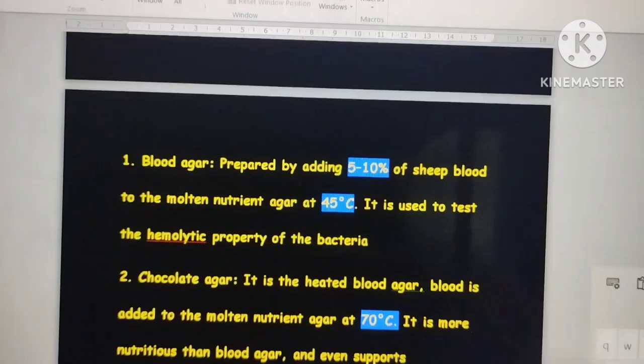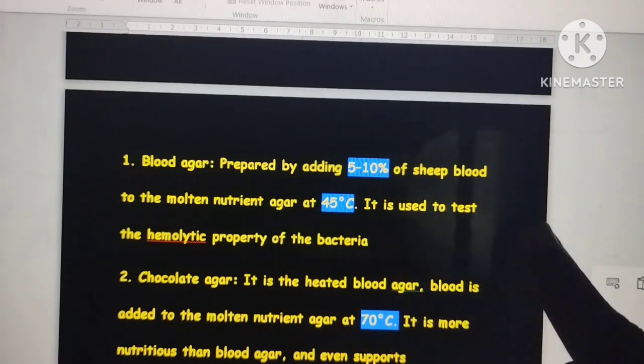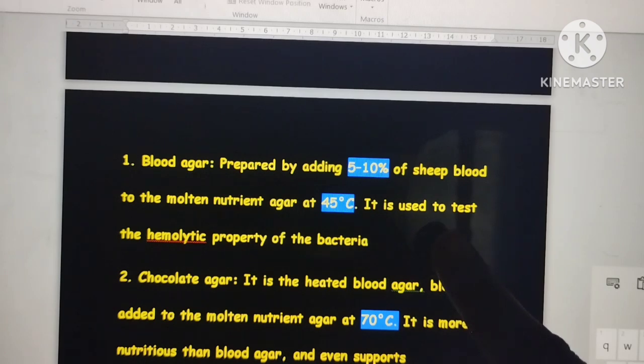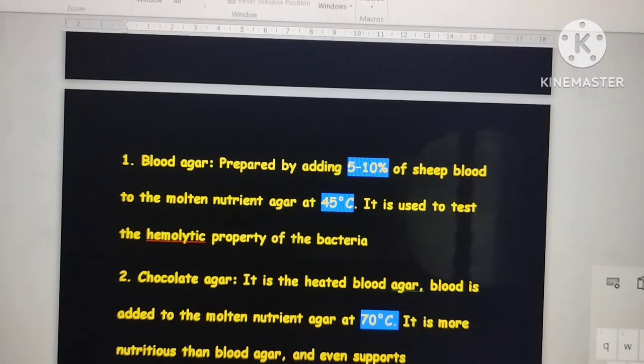Okay, so here you want to remember, blood agar you will be using is sheep blood agar. The percentage is about 5 to 10%. The temperature is at 45 degrees Celsius. So here you can demonstrate the hemolytic property of the bacteria, that is alpha hemolytic, beta hemolytic, and gamma hemolytic.